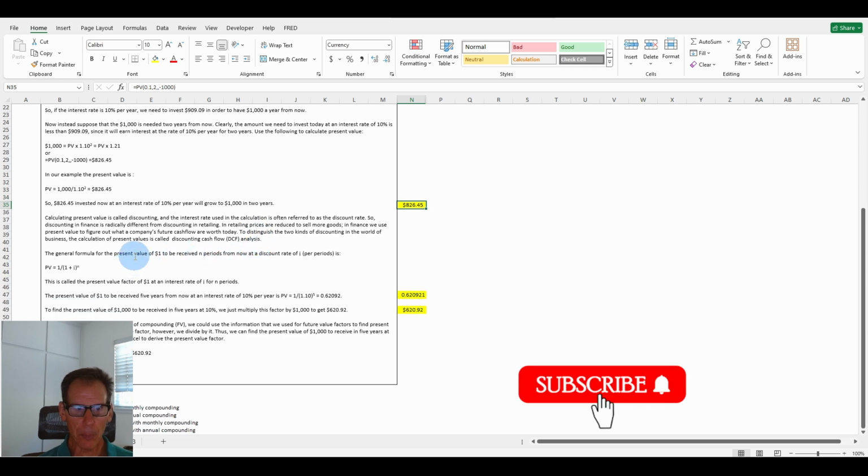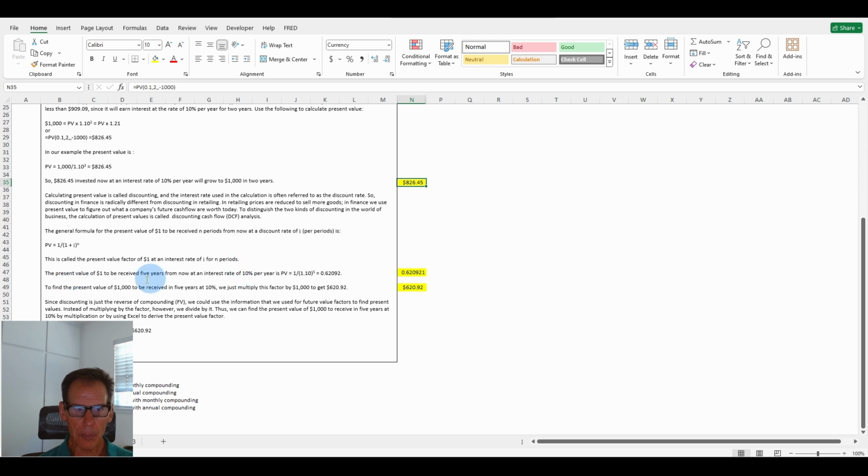The general formula for the present value of $1 to be received in n periods from now at a discount rate of i is present value equals 1 divided by 1 plus i to the nth. This is called the present value factor of $1 at an interest rate of i for n periods. The present value of $1 to be received 5 years from now at an interest rate of 10% per year is equal to PV equals 1 divided by 1.1 to the fifth, which is equal to 0.6209. To find the present value of 1,000 to be received in 5 years at 10%, we just multiply this factor by 1,000 to get 620.92.